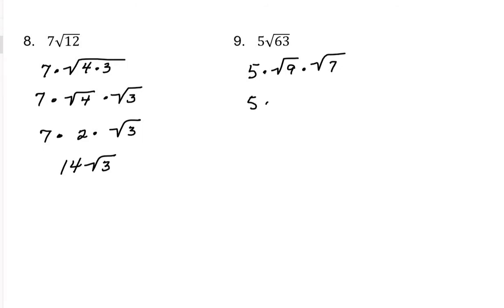The square root of 9 is 3. So now I have 5 times 3, which is 15. So I have 15 times the square root of 7 for my answer.